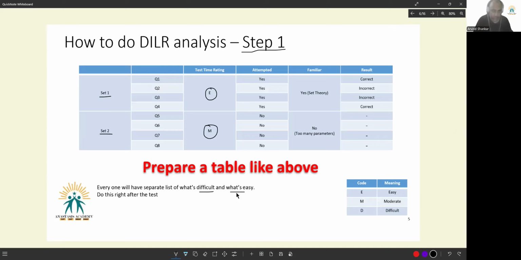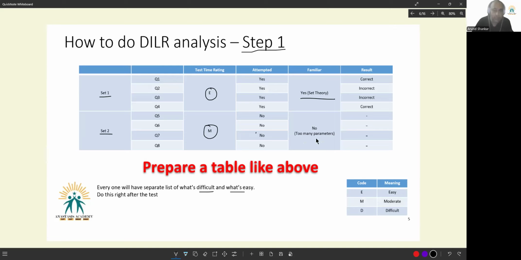What had you rated it as? Was it easy? Was it difficult? Whatever it was. Then whether you attempted it, whether it was familiar, it was set theory. I knew only 3 circles had to be made and everything after that I had to do. Then of the 4 questions or 5 questions now, how many I got correct, how many I got wrong.